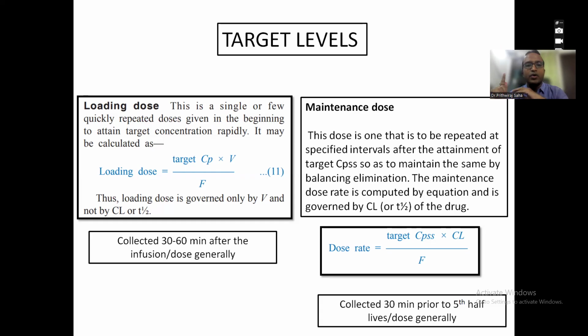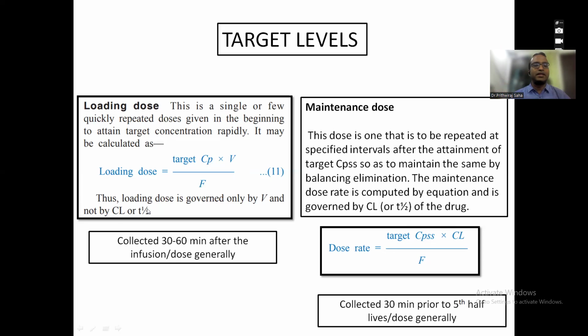For a loading dose, when a patient comes into the ICU, you start with meropenem 1 gram. We often ask, what is the creatinine? The creatinine is 5, so let's give 500 mg. No, that is a wrong thing. For a loading dose, there is nothing to do with the creatinine clearance or creatinine. So the loading dose depends only on the peak concentration and the volume of distribution. So the loading dose should not be governed by the clearance.